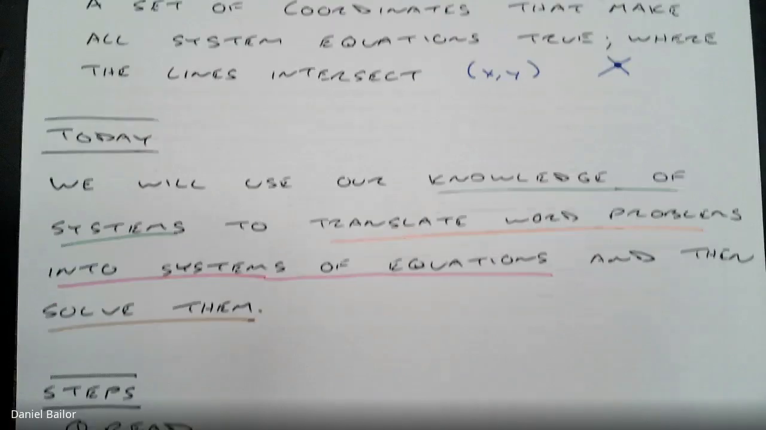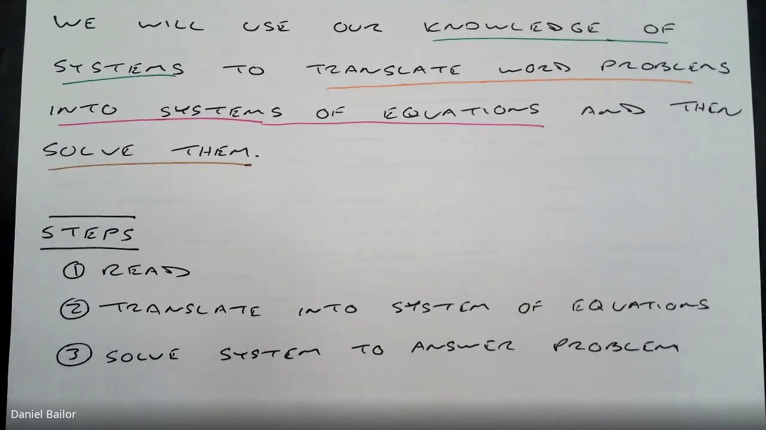So I do have some steps today. Step one for this work is to read. Read the problem, read it carefully. Because step two is to translate. And to translate, you really have to understand what the problem is asking. So read first and then translate into a system of equations. So you should get two equations at least from every word problem. So try to think about where the two equations are. And then third step, you solve the system that you made to answer the word problem.